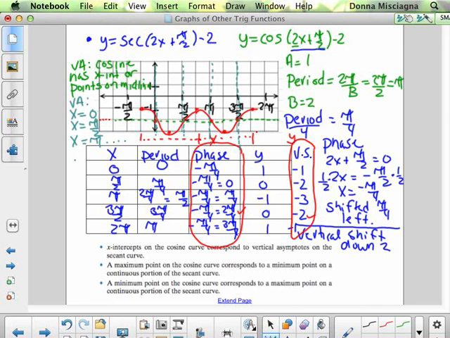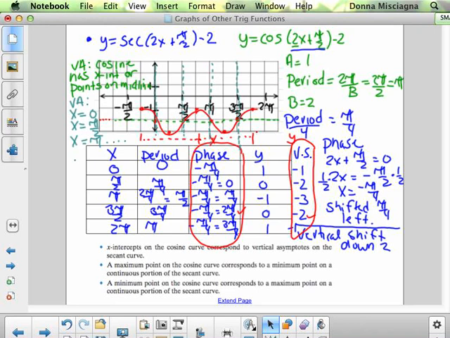They're going to be wherever your graph of cosine, or if we were graphing cosecant, wherever your graph of sine, intersects that midline. If there's no vertical shift, the midline is the x-axis. If there's a shift, then the midline shifts too. So there is all our vertical asymptotes.